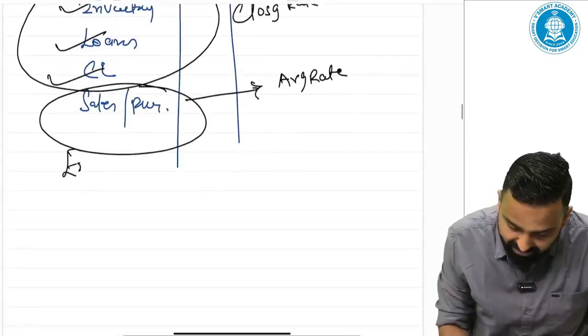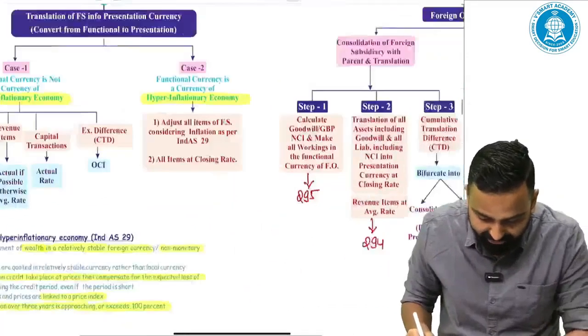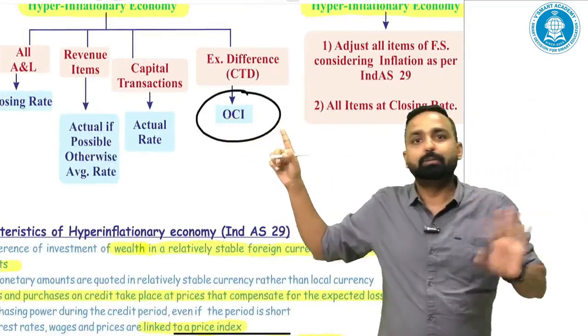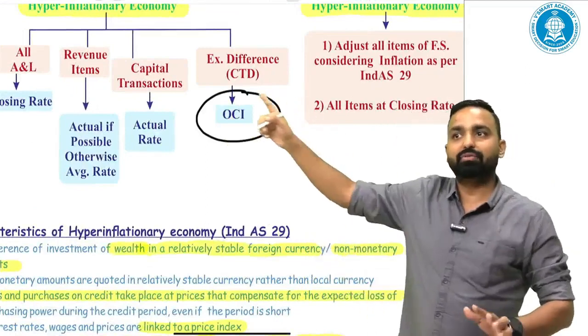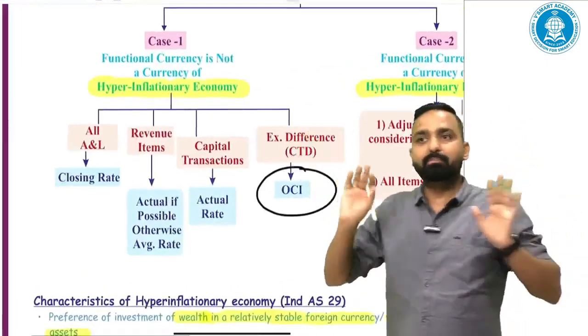So definitely there is exchange difference. Now, whatever exchange difference will arise, the rule is I have to transfer the exchange difference to OCI, not in P&L, OCI. Guys, are you understanding or not? So exchange difference will be transferred to OCI. Clear? So this is the basic rule.